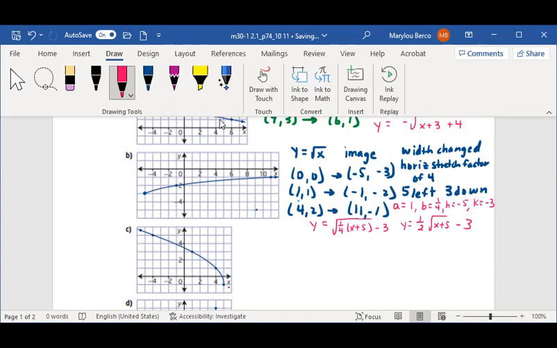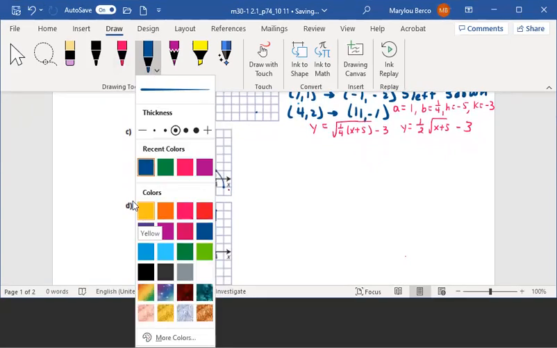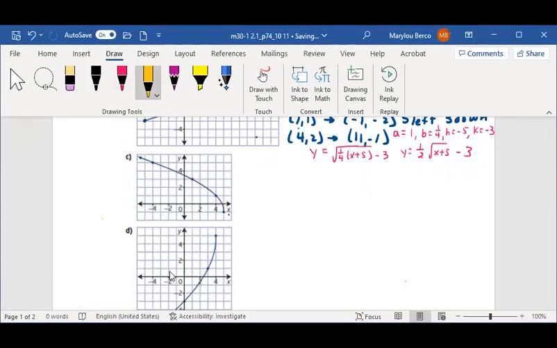Okay, let's go down to D. Well, we'll do C as well. Here we go. Let's do a different color and hopefully we'll have room. So from the y equals root x to the image, put this like this.